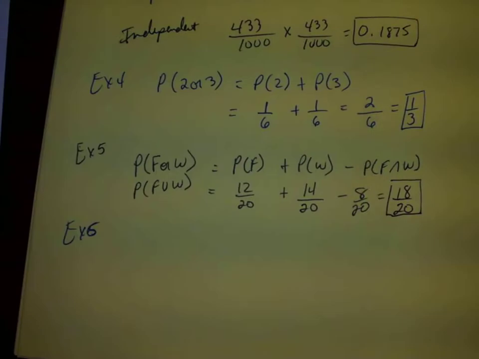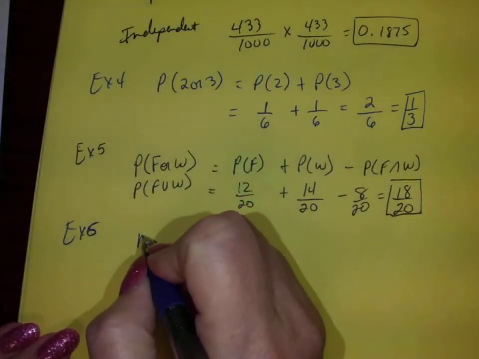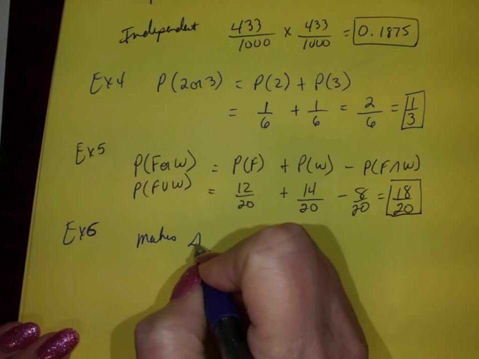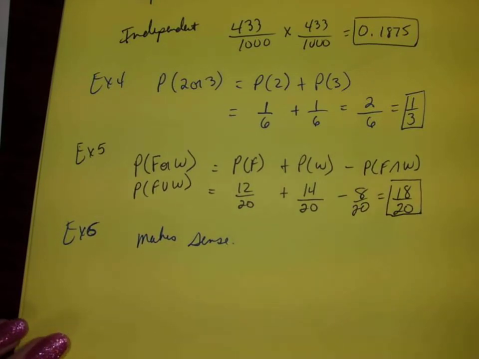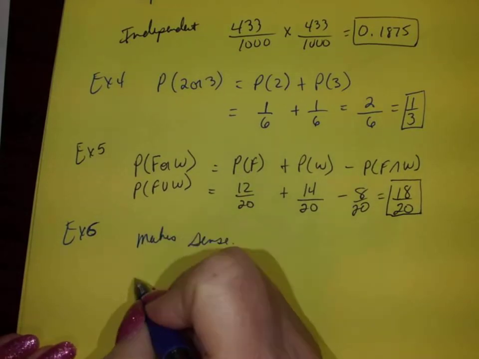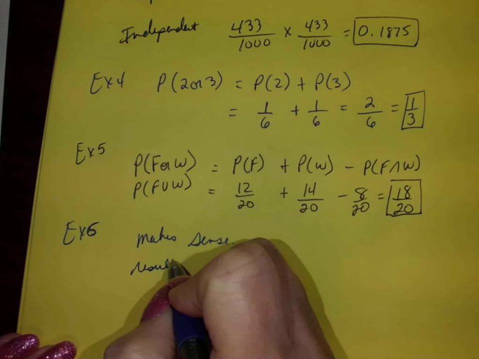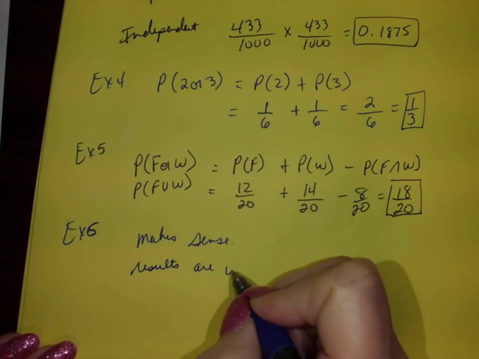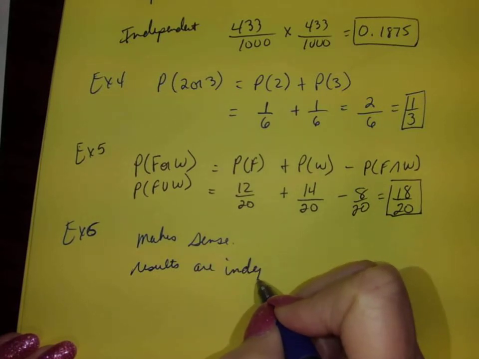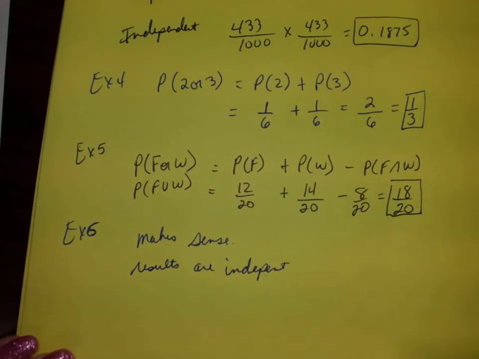So it makes sense because they are independent. So results are independent. So that means what happened last time will not affect what happens in the future.